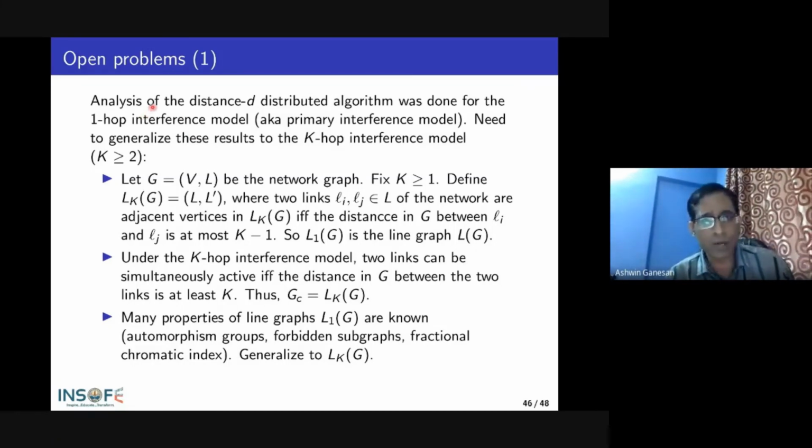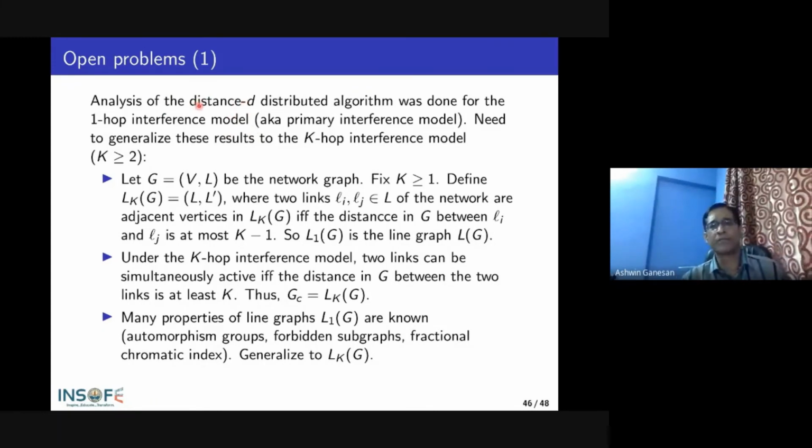So in the first part of my talk today, I gave you some results on the performance of distributed algorithms for the one-hop interference model. The primary interference model is called the one-hop interference model because in order for 2 edges in the network graph to be active at the same time, the distance between those 2 edges must be at least 1, meaning that a set of edges can be active if and only if that set of edges is a matching in the graph, right?